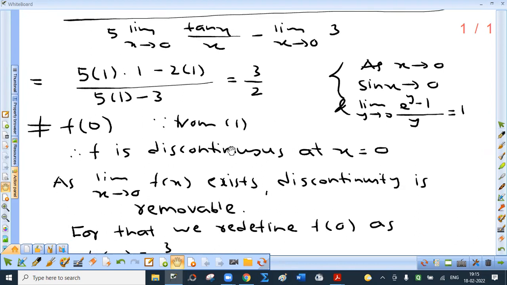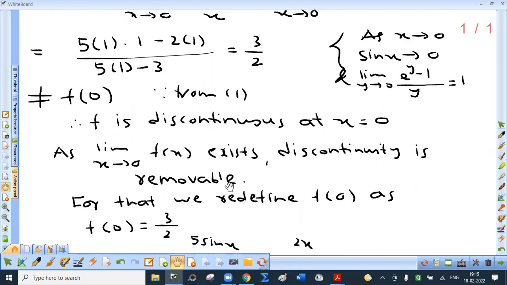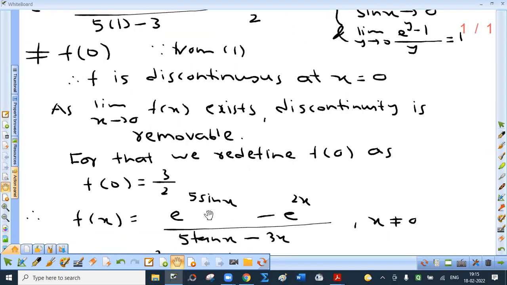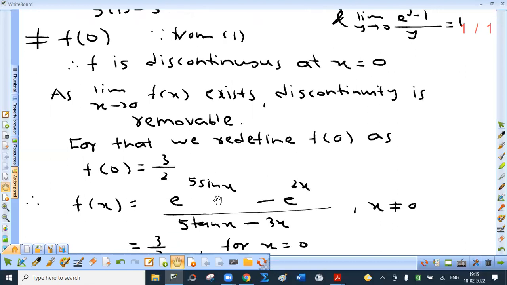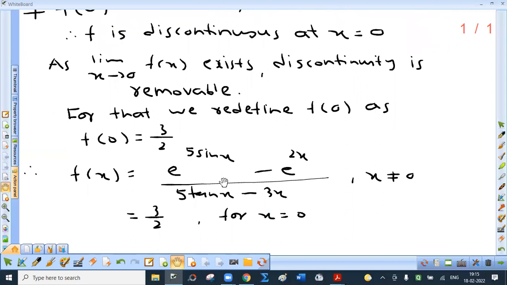Now the limit exists, but is not the same as f of 0. So it is true that the function is discontinuous. But this discontinuity can be removed. How? By redefining f at x equal to 0 as f of 0 equal to the value of the limit, that is 3/2. So the function will be f of x equal to e raised to 5 sin x minus e raised to 2x upon 5 tan x minus 3x for x not equal to 0, and f of 0 is 3/2. Yes, this function is now continuous at x equal to 0.